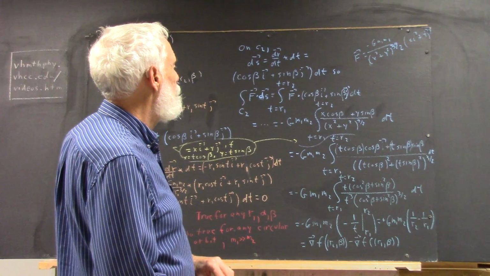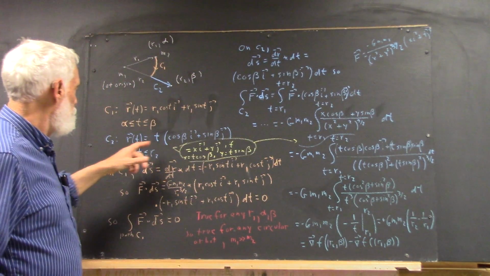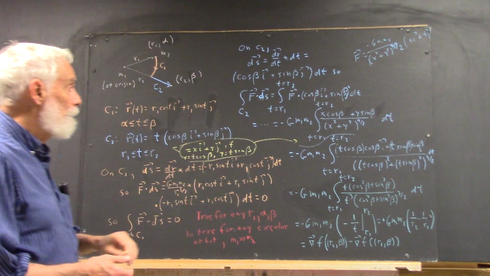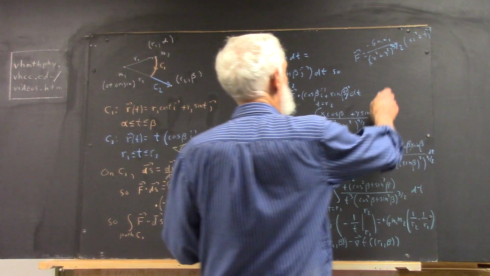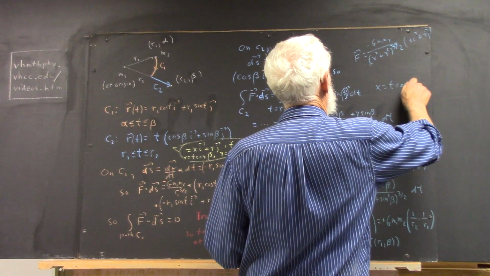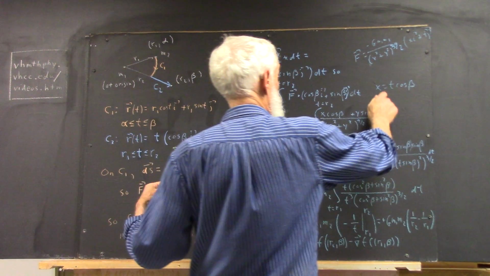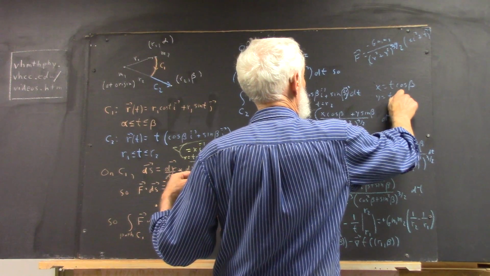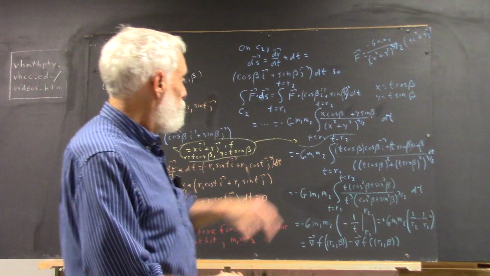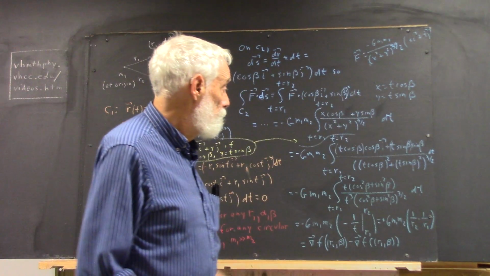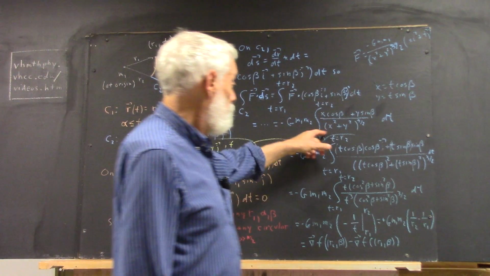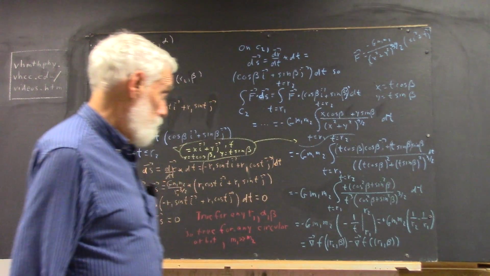But of course, x is what? Along this curve, x is t cosine beta. Okay? x is the I component of your position. y is t sine beta. So replacing x and y by these expressions, we get this. Okay? And down here, we get what we see here.